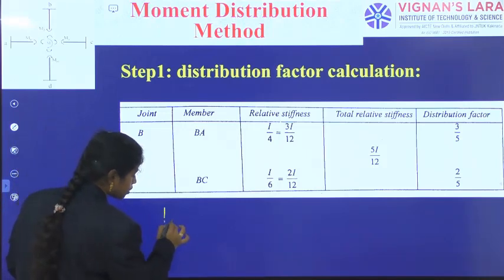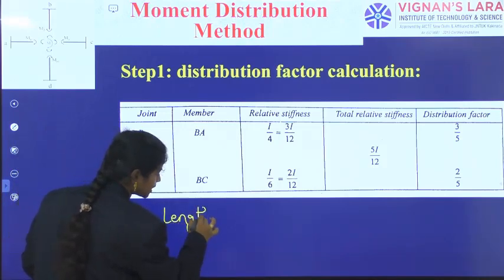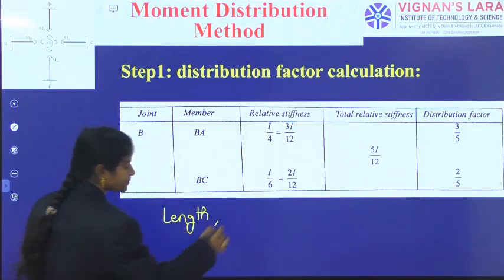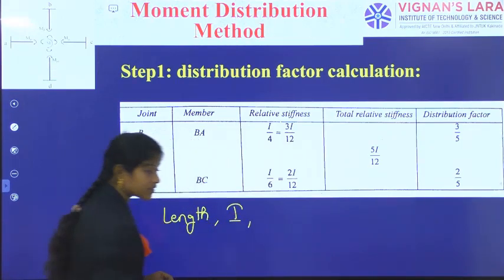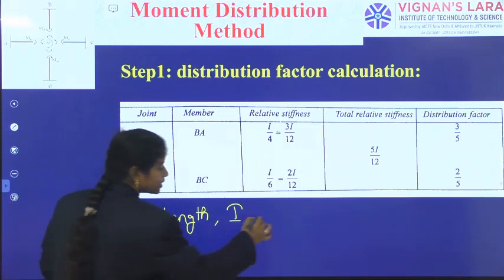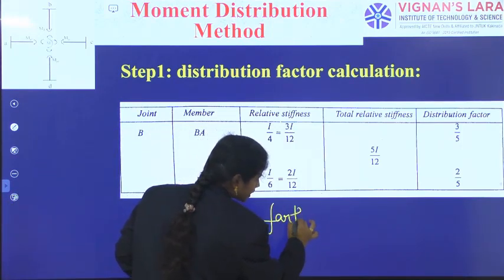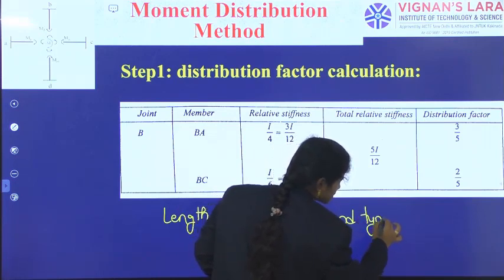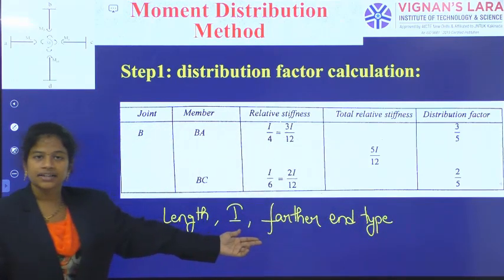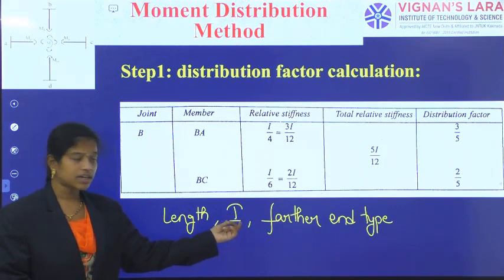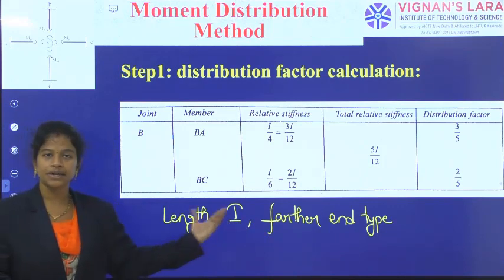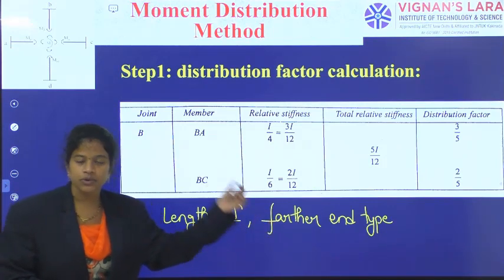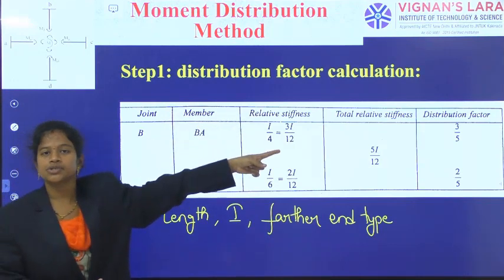It will not involve any loading conditions, only the length term and the corresponding moment of inertia, and also the farther end type or condition. Based on the farther end type, the moment of inertia, and the length of the particular member, using these 3 terms only, the particular member's distribution factor will come.